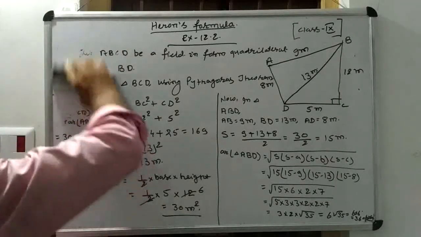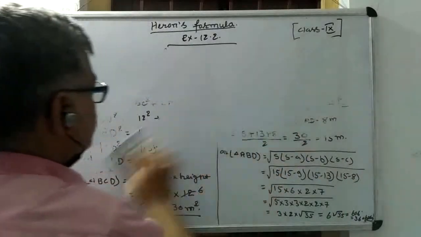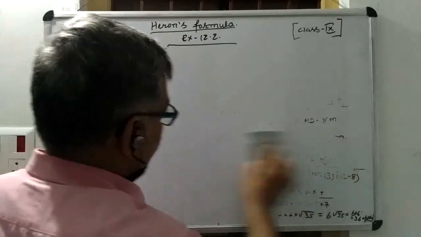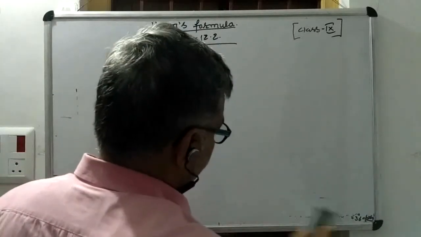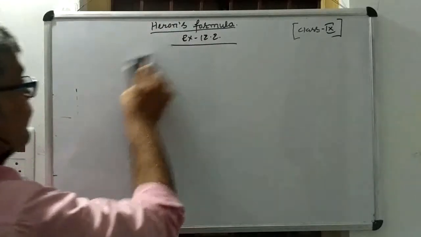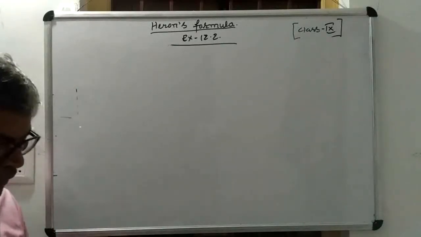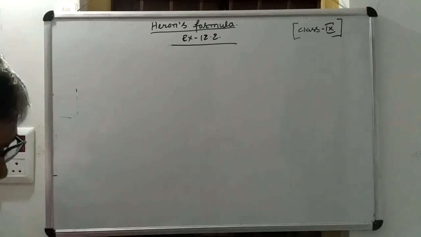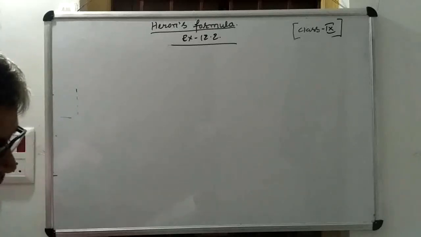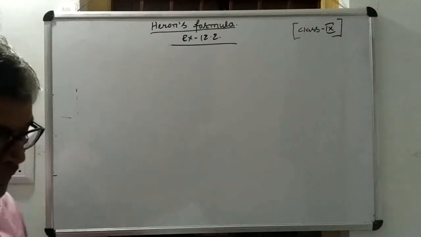Let's see one more question from this exercise, that is question number 2. The question says: find the area of quadrilateral ABCD in which AB is 3 cm, BC is 4 cm, CD is 4 cm, DA is 5 cm and AC equals 5 cm.